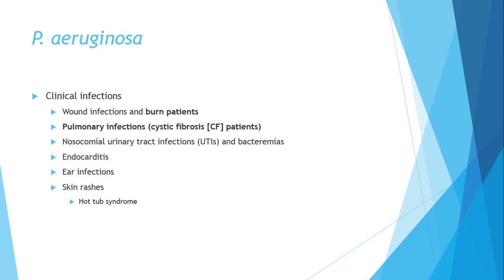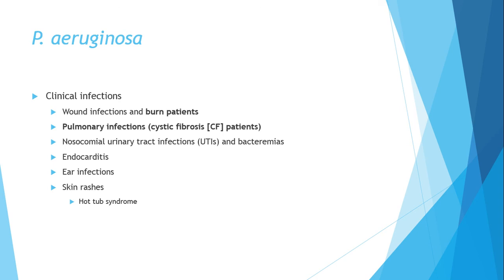Is everybody kind of familiar with cystic fibrosis? It's a genetic disease. Their lungs produce a lot of mucus, and they're not able to clear out that mucus, and they are very susceptible to respiratory tract infections. So if they have an infection with Pseudomonas, it's very important that it gets resolved as soon as possible.